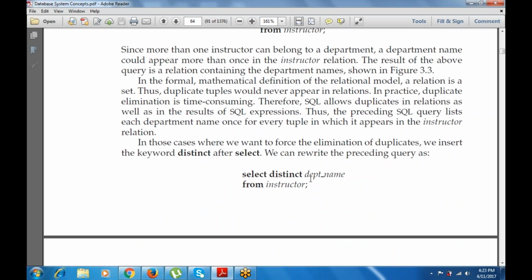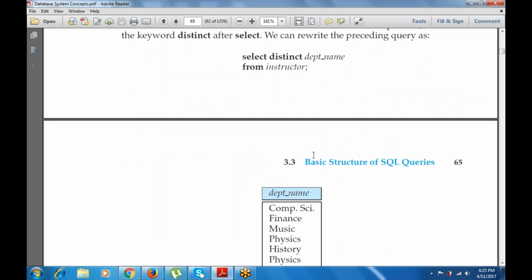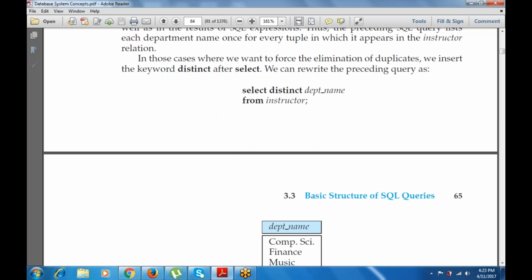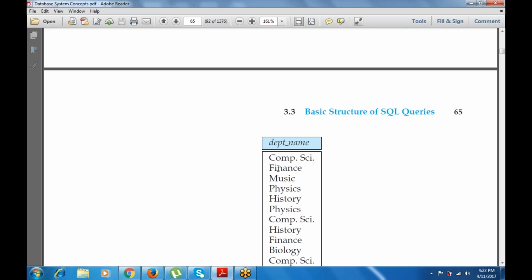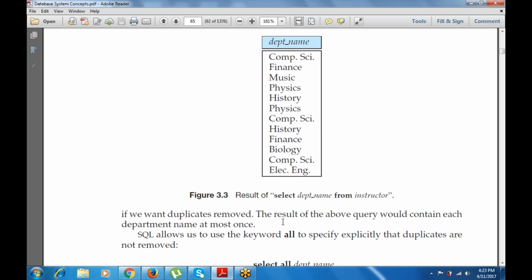So we use one keyword, known as distinct. The command is select distinct department name from instructor. That means the department name field is fetched, but with distinct values. Distinct values means unique values. From which table? From the instructor table. The department names are computer science, finance, music, physics, history, physics, computer science, and so on, as available over here.